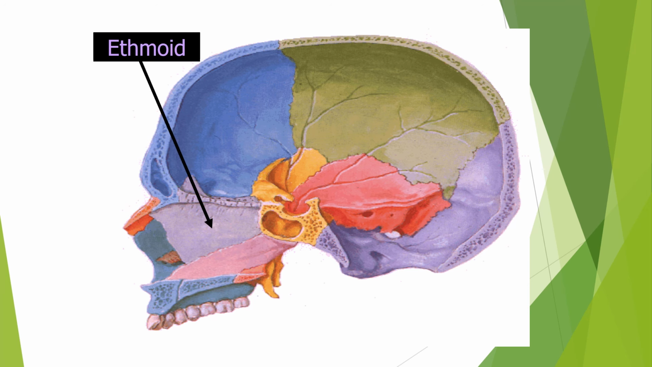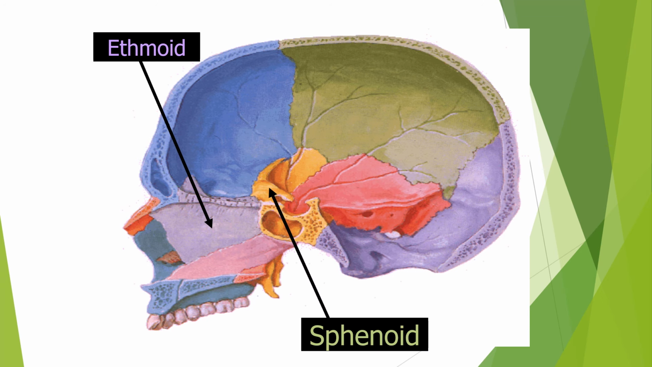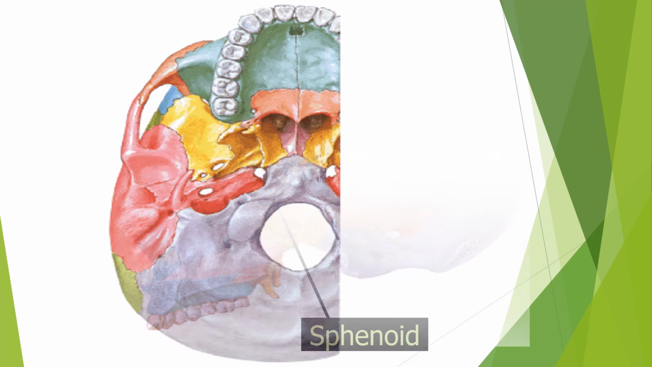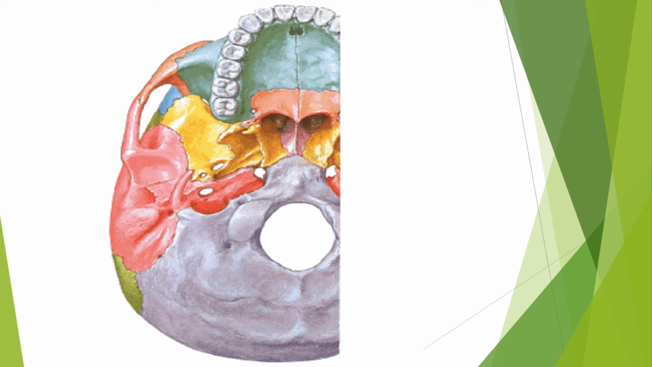This is ethmoid, and this is sphenoid. This is the inferior view of the skull. You can see this is the maxilla, the upper teeth or the upper jaw, and this is zygoma, and this is a temporal bone, and this is an occipital bone.